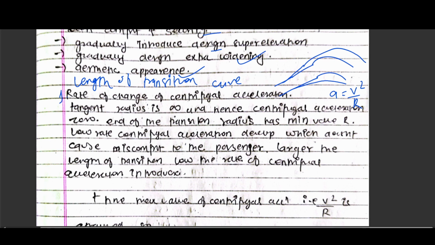In this, at the straight portion the radius is infinity and the centrifugal acceleration is 0. Radius infinity means acceleration will be 0 at the straight portion. At the end of the transition curve, the radius reaches the desired value r, because the circular curve starts to proceed there, and the centrifugal acceleration will have the value v square by r. For comfort, a low rate of centrifugal acceleration should be developed, since a high rate causes discomfort to the passenger. The larger the length of the transition curve, the lower the rate of centrifugal acceleration introduced.